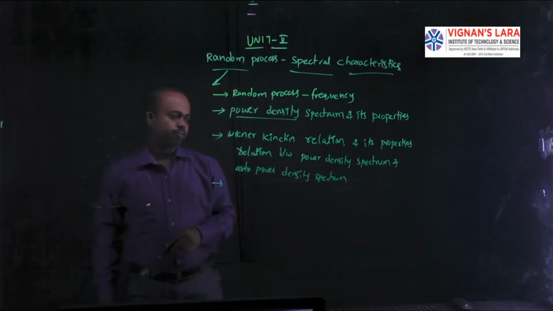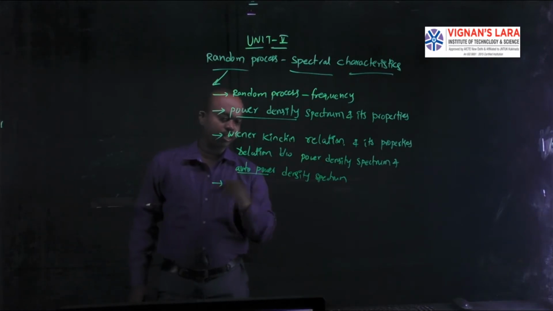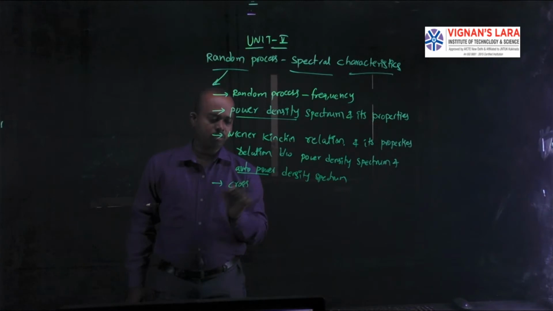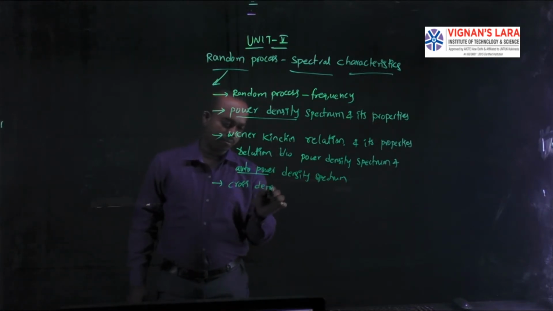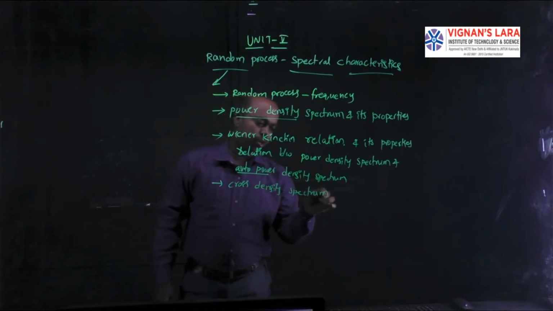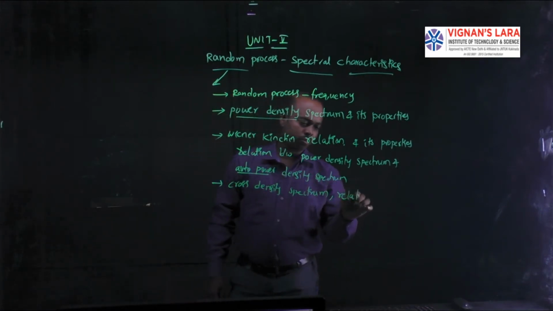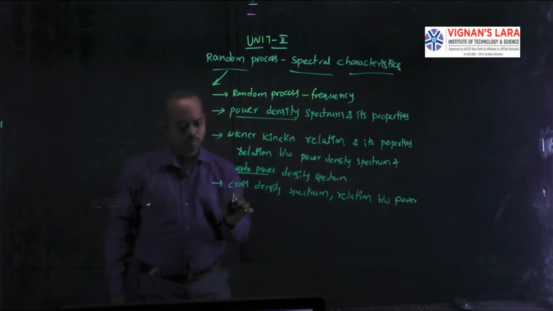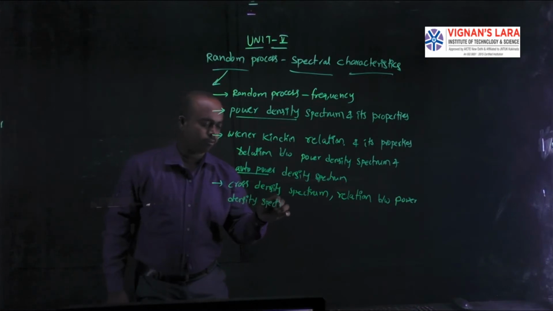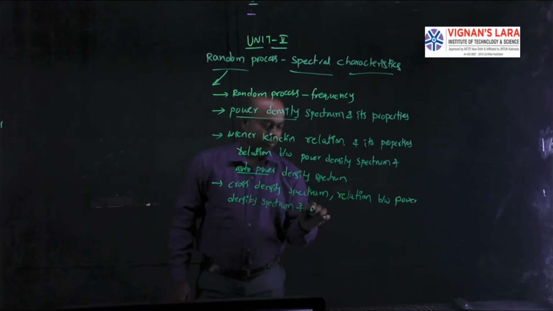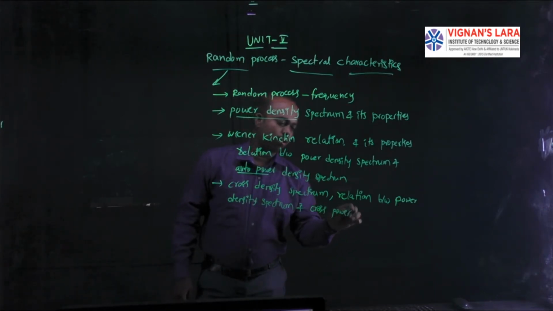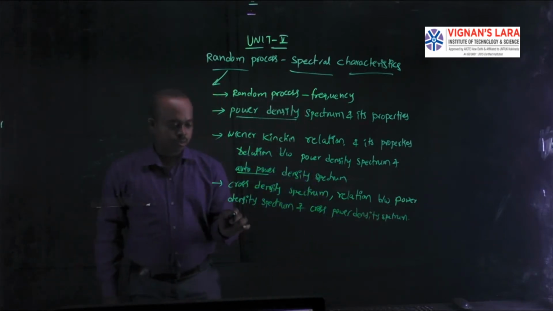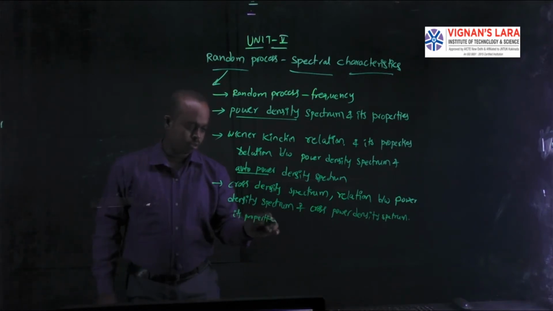The other topic in this unit: we have already completed the relation with autocorrelation, the auto power density spectrum, and the second one is the cross relation. Otherwise, we can find the cross density spectrum, and we are able to define the relation between power density spectrum and cross power density spectrum, or cross correlation power density spectrum. In this topic, we also see its properties. This is the one part.